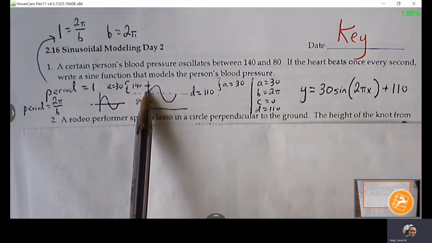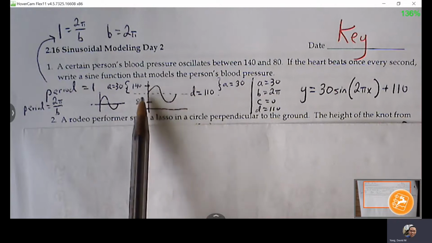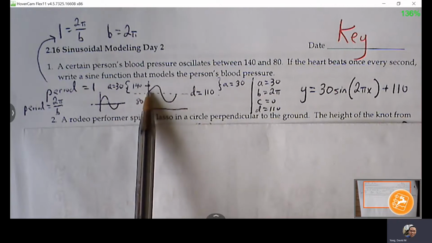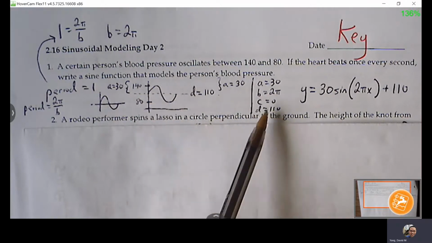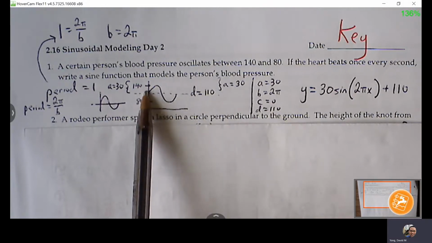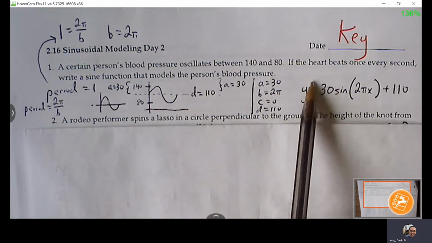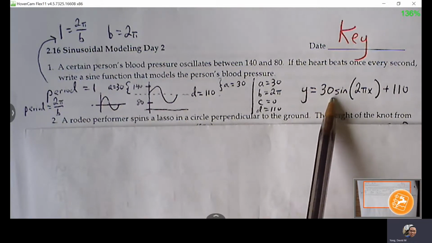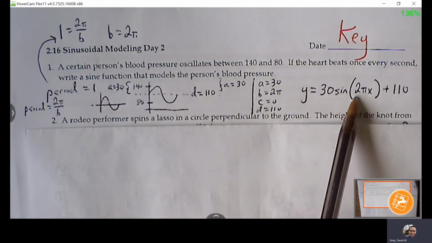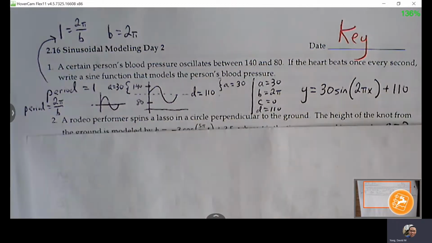So we're starting at rest, so it starts at the midline. It matches the sine function nicely. There's no need to do any phase shift. And our sine function is increasing from the midline, so there's no need to include any sort of reflection. So 30 is our A value, our B value is 2 pi, C is 0, and D is 110.